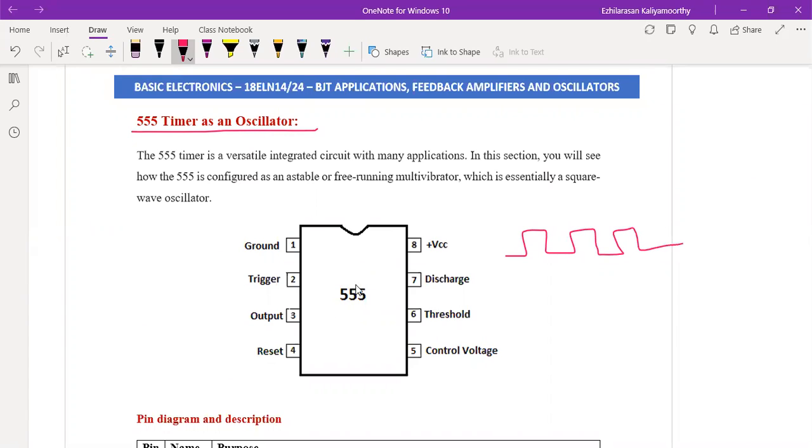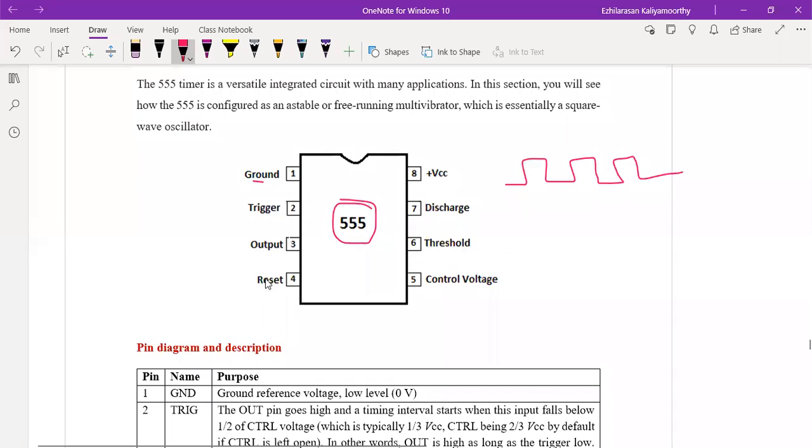Now here, this 555 timer IC has 8 pins. Each and every pin represents something. Pin number 1 should be connected to ground. Number 2 is the trigger pin. Number 3 is the output pin. Number 4 is the reset pin. Number 8 is the VCC pin, that is the supply voltage. Then number 7 is the discharge pin. Number 6 is the threshold pin. Number 5 is the control voltage.